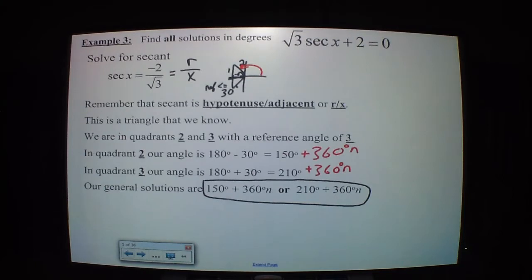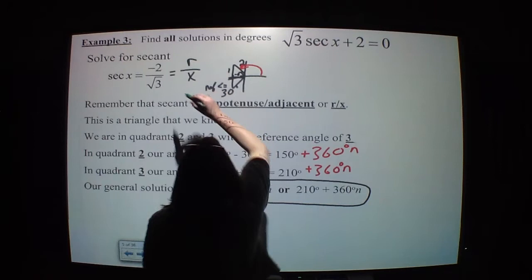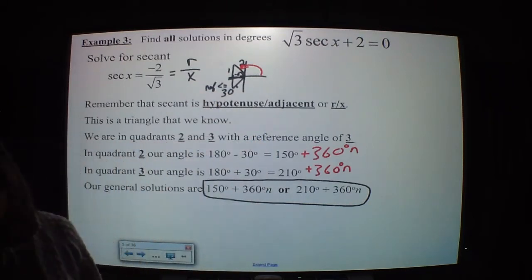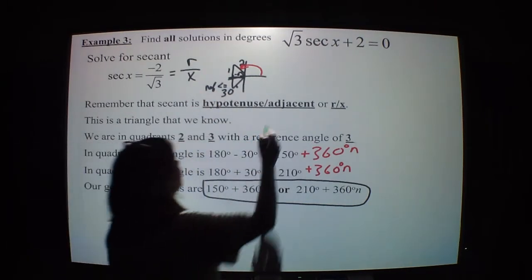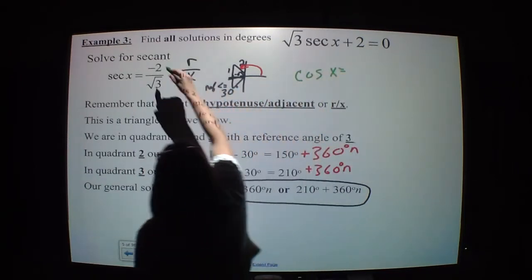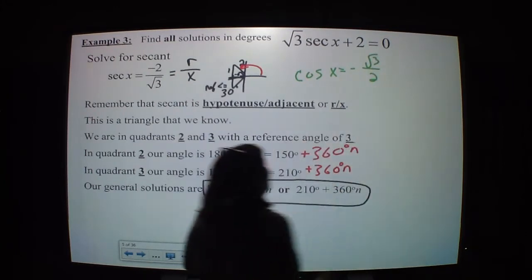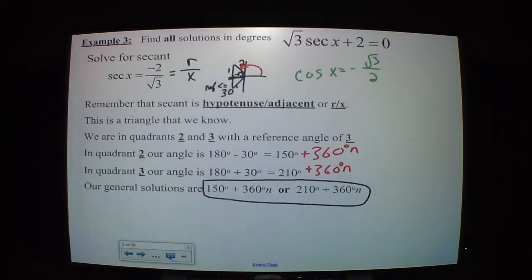What if, when I was doing this, it wasn't a triangle that I knew? How would you do that? Well, remember inverses? You would do inverses. So let me show you how to do this with inverses. There's no inverse secant on our calculators, but there is an inverse cosine. So I know that the cosine of x is the reciprocal of that, so it's negative radical 3 over 2.